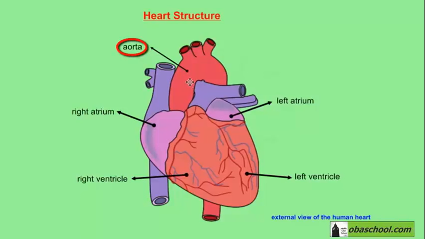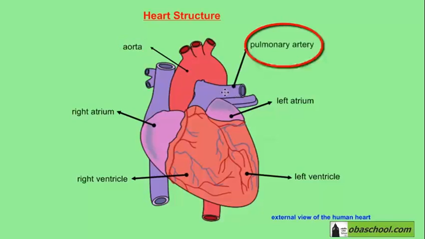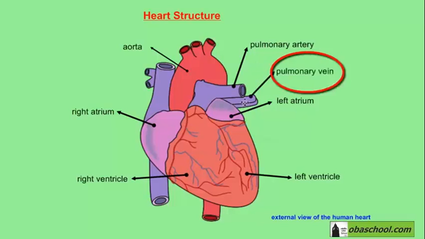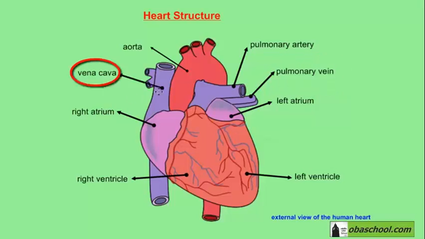This big artery is called the aorta, and this artery is the pulmonary artery. We're going to see later the different functions of the aorta and the pulmonary artery. Behind the pulmonary artery we have the pulmonary vein. They're both called pulmonary because they are related to the lungs.